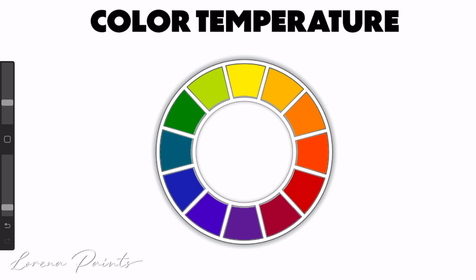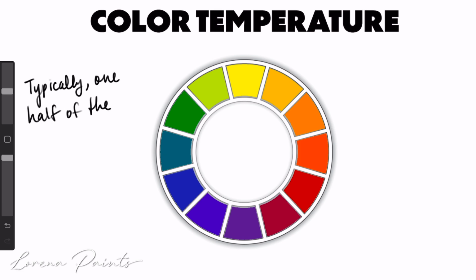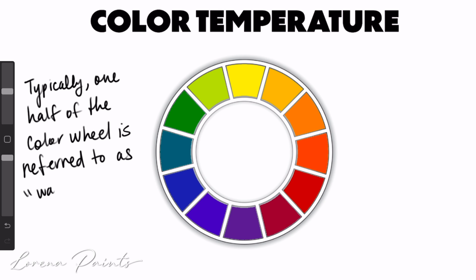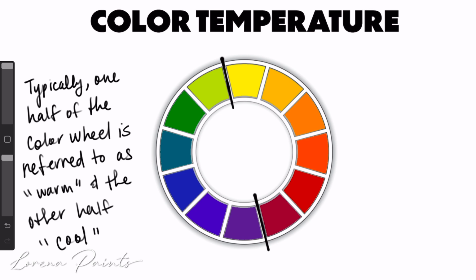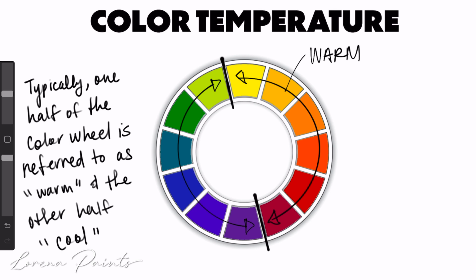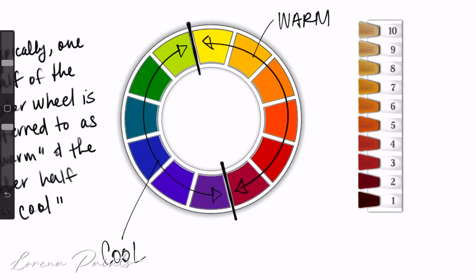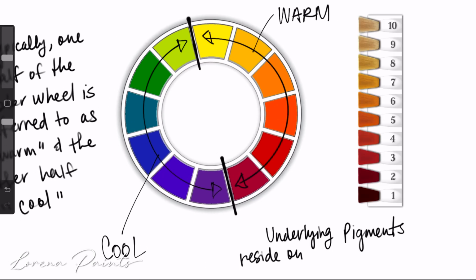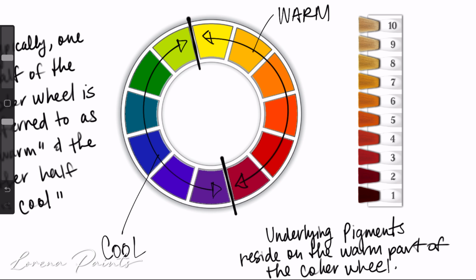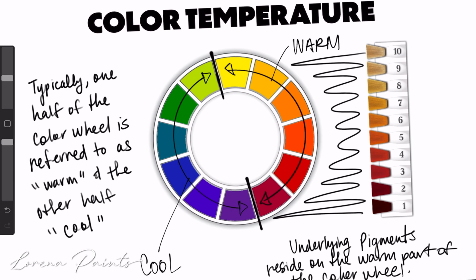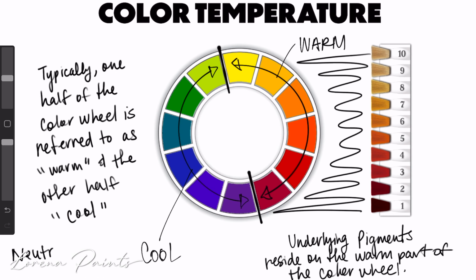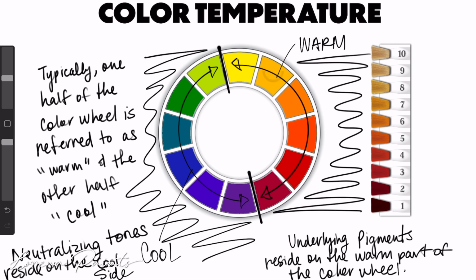Now let's talk about color temperature. Typically, one half of the color wheel is referred to as warm and the other half as cool. The warmer tones consist of reds, oranges, and yellows, and the cool side consists of purples, blues, and greens. Let's take a look at the underlying pigment chart from the last video, and we can see that all the underlying pigments reside on the warm side of the color wheel, and the neutralizing tones reside on the cool side of the color wheel.